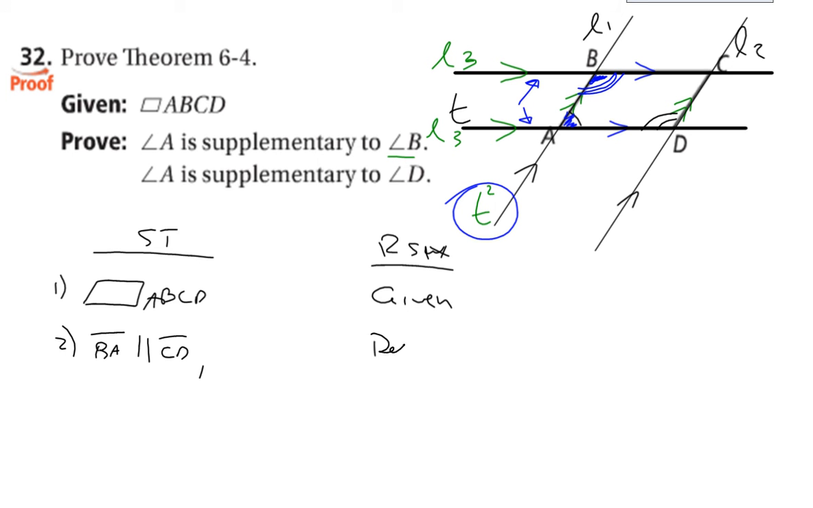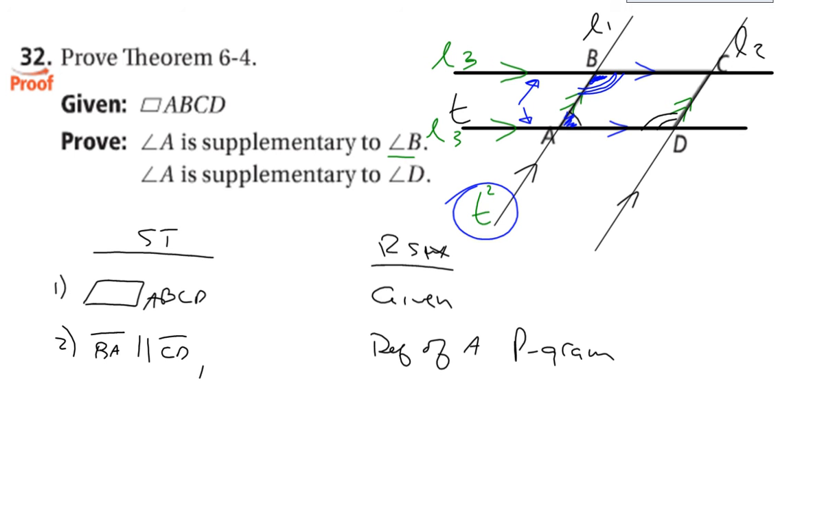Why? That is the definition of a parallelogram. I'm feeling lazy, so I'm going to just draw a parallelogram. That looks more like a trapezoid, so let's get rid of that. We're just going to say P-gram, parallelogram. Definition of a parallelogram. BA is parallel to CD.